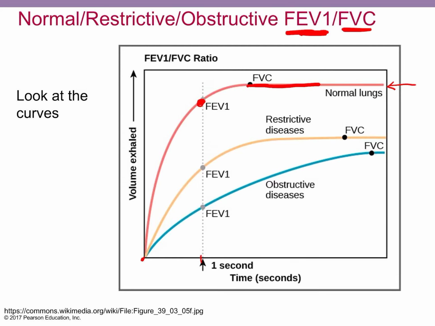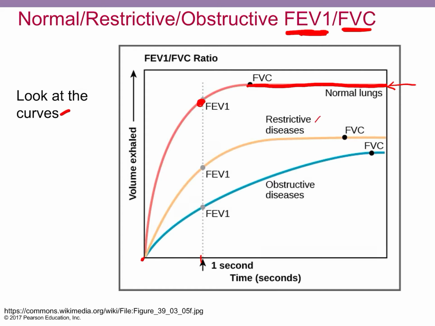So the forced vital capacity, you see how it flatlines? That's basically it. We can no longer push any more air out. We've reached the end. The only thing we have left in our lungs is residual volume, which we can't push out. It's always going to be there. So that flat line indicates our forced vital capacity.